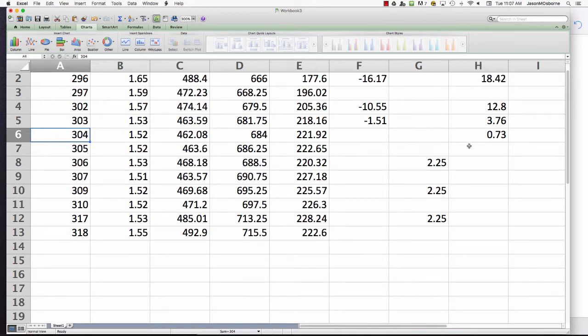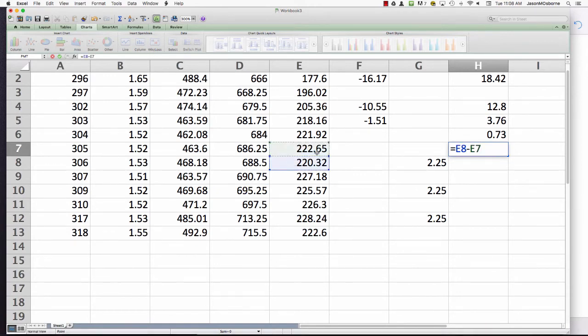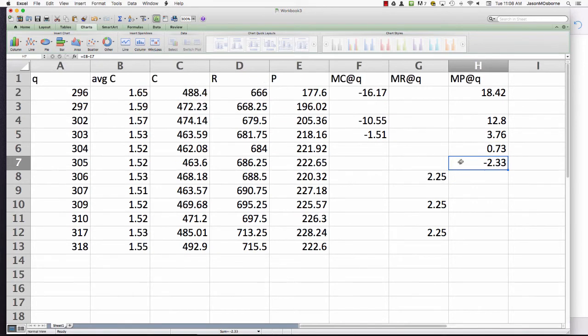Okay, so at the 305 level, let's take a look. Profit for selling 306 minus the profit for selling 305. Okay, now we've now decreased our profit. Our profit has gone down, okay, because there's a negative number. Okay, let's see if we can figure out what's going on here.